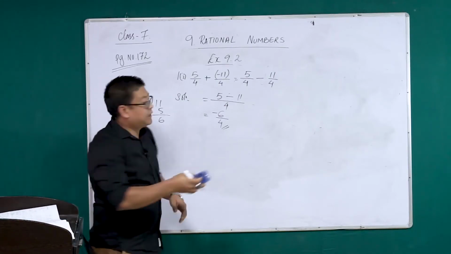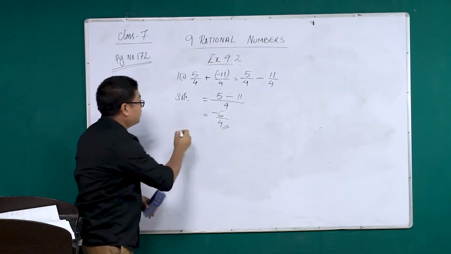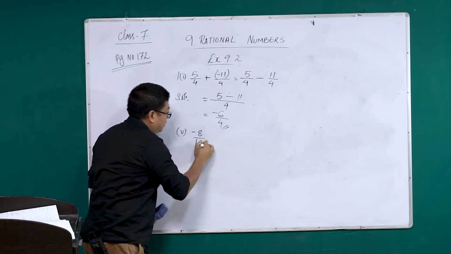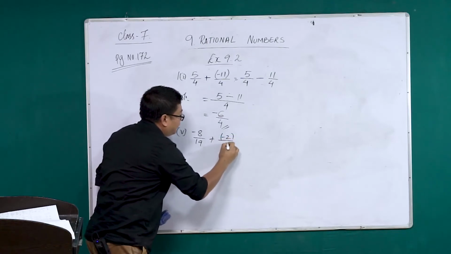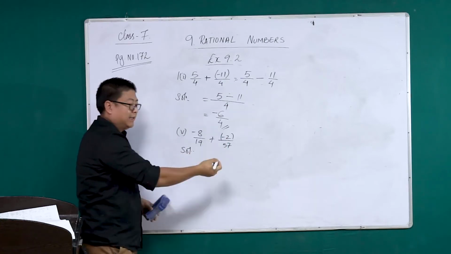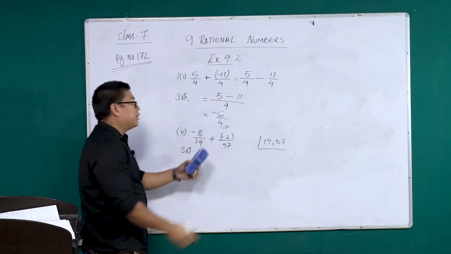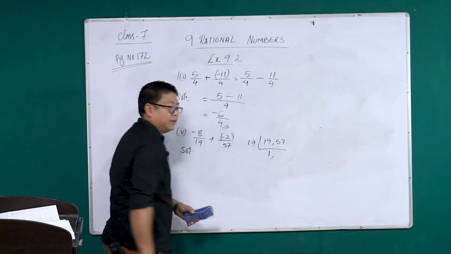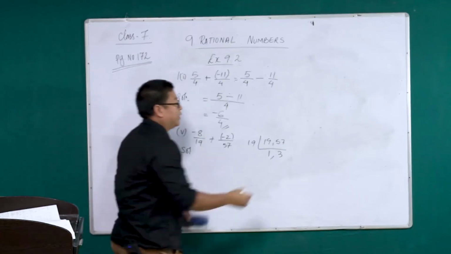There are other examples given. Let's look at one more example. Let's look at question number 5. Minus 8 by 19 plus minus 2 by 57. So for this, we will find the LCM now. 19 and 57. Since I already know this, I will start with 19. 19 into 1 is 19. And I already know that 19 into 3 is 57.